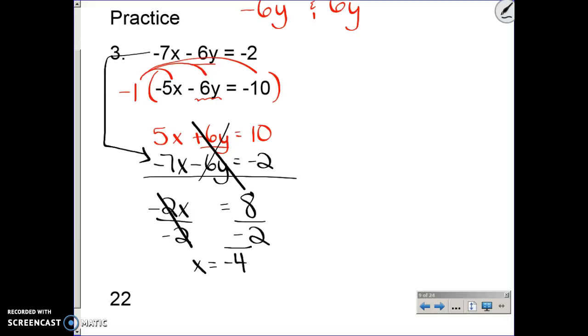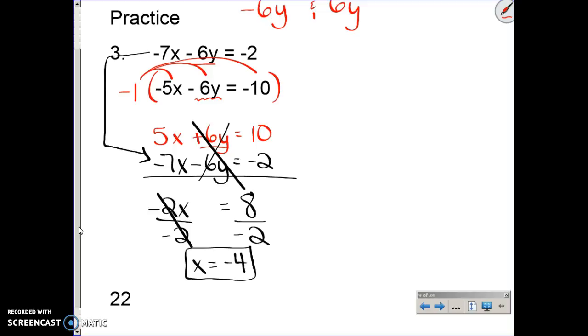So we get x equals -4. Okay, go ahead and pause here. See if you can find y on your own. Take x equals -4, pick one of your equations, one of the originals, it doesn't really matter which, plug it in, and then push play when you're ready to see the answer.